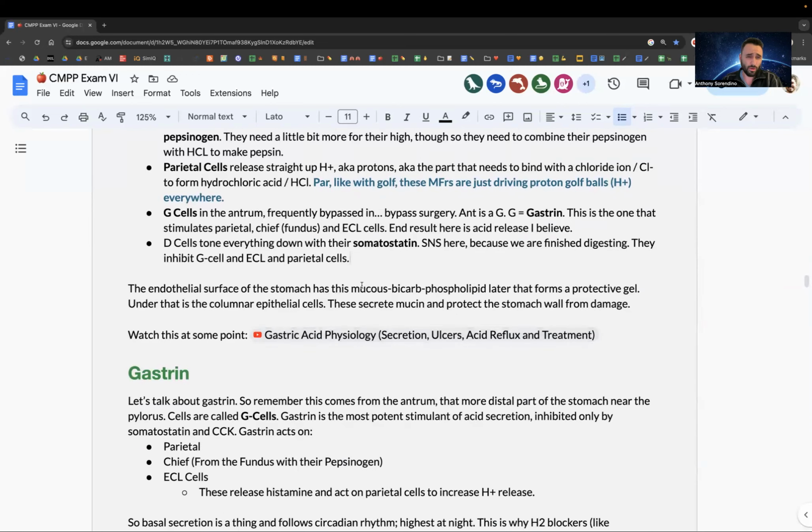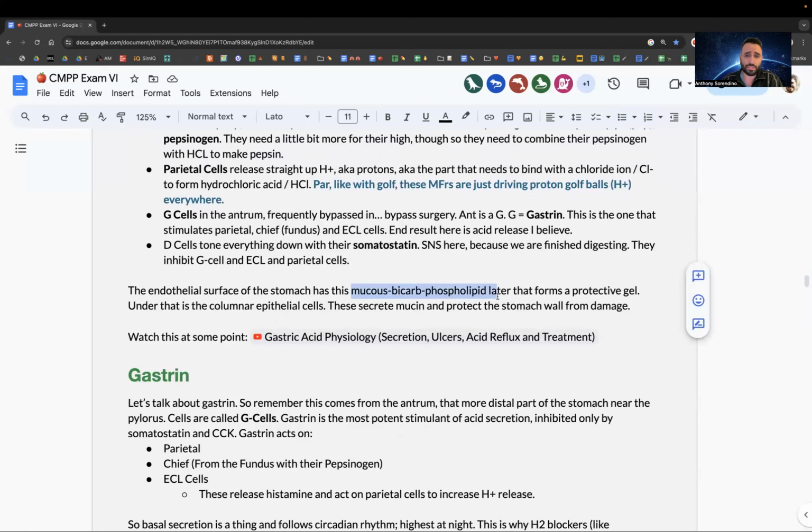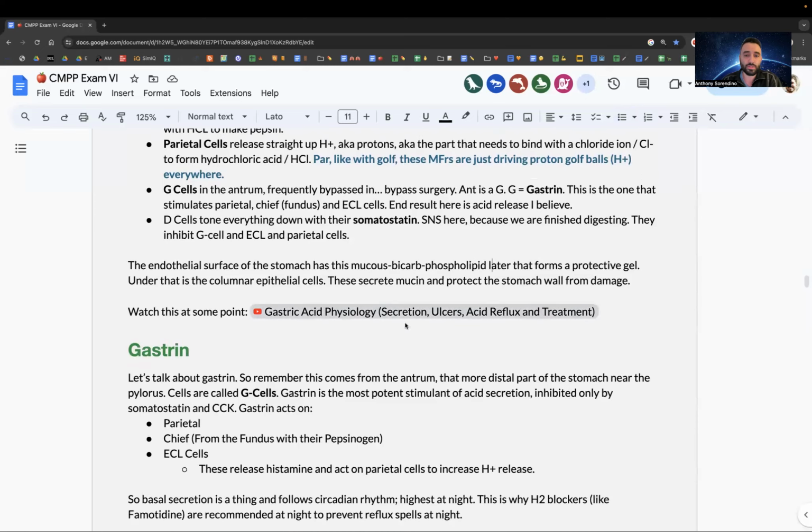Remember, the epithelial surface of the stomach has that mucus, bicarb, phospholipid layer. It's like a protective gel. And then the columnar cells are actually kind of underneath that. So we get some mucin there to protect the stomach wall from damage.